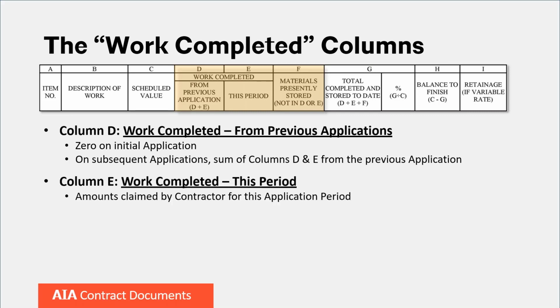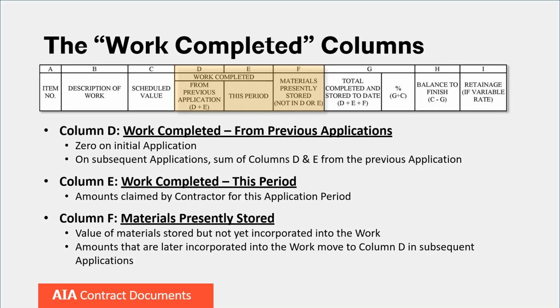Column E is the work completed this period. This is the primary column that must be reviewed by the architect and its consultants each month. Section 4.2.5 of the A201 stipulates, based on the architect's evaluations of the contractor's applications for payment, the architect will review and certify the amounts due the contractor and will issue certificates for payment in such amounts.